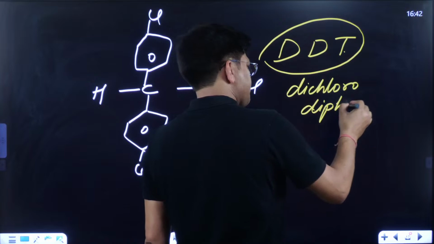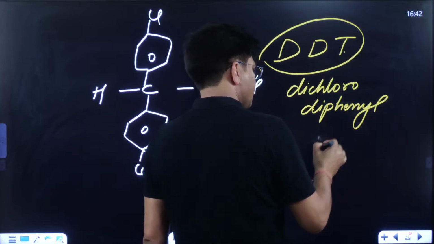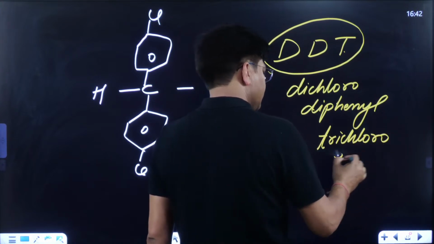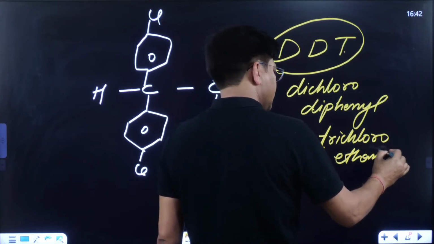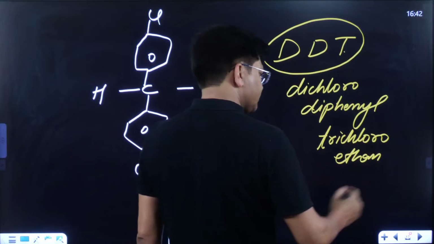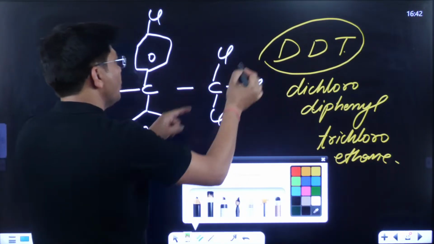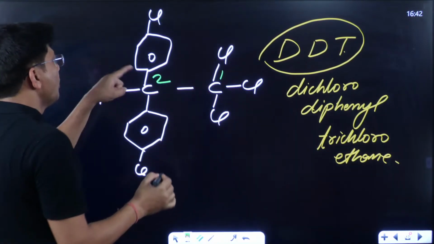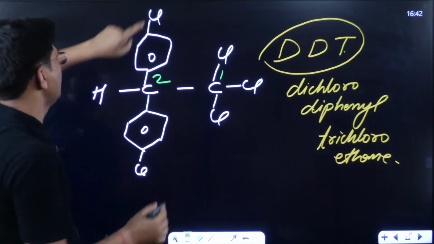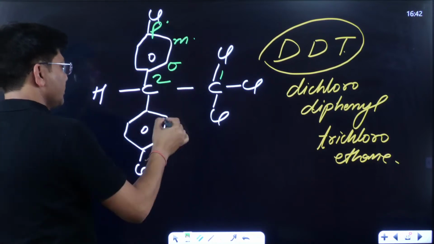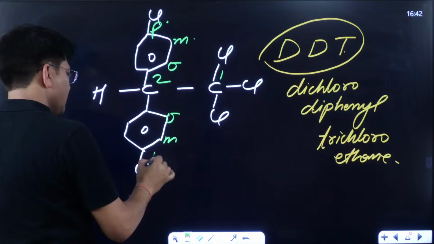Dichloro-diphenyl trichloroethane. This is the trivial name. Now kids, what will be its IUPAC name? See to it, it is having 3 chlorines, so 1, 2. On the second position, this is phenyl chlorine. Where? Ortho, meta, para.